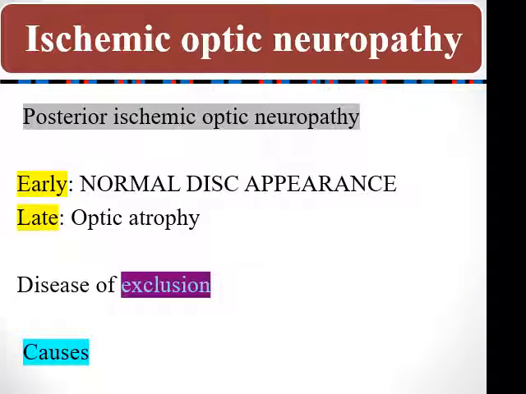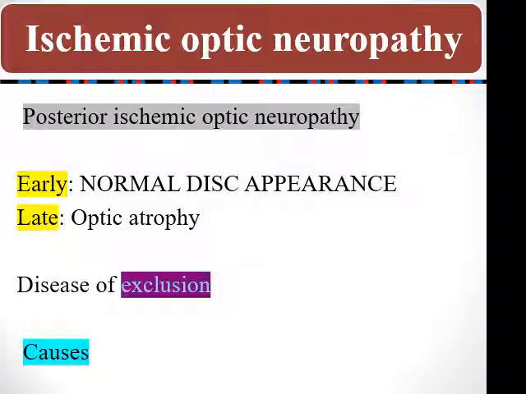Posterior ischemic optic neuropathy is much less common than the anterior one. It does not produce optic disc swelling. Early in the disease, the optic disc is normal, and then it becomes atrophic over weeks. It's a disease of exclusion. Other causes of retrobulbar neuropathy should be excluded, for example, compression or inflammation.